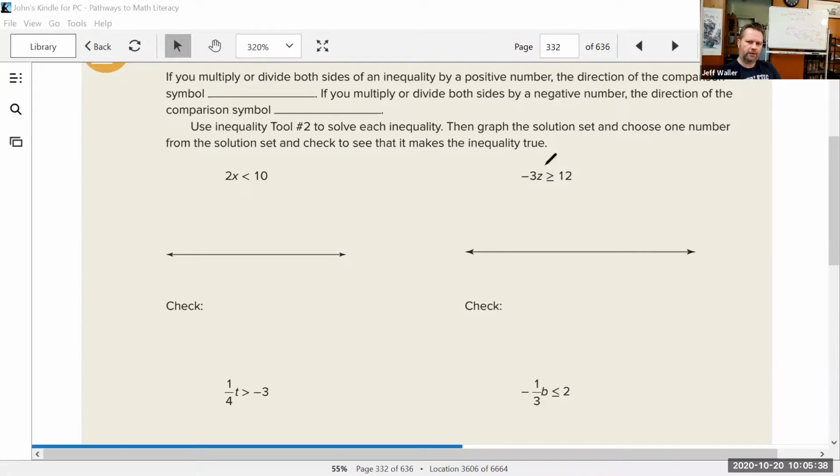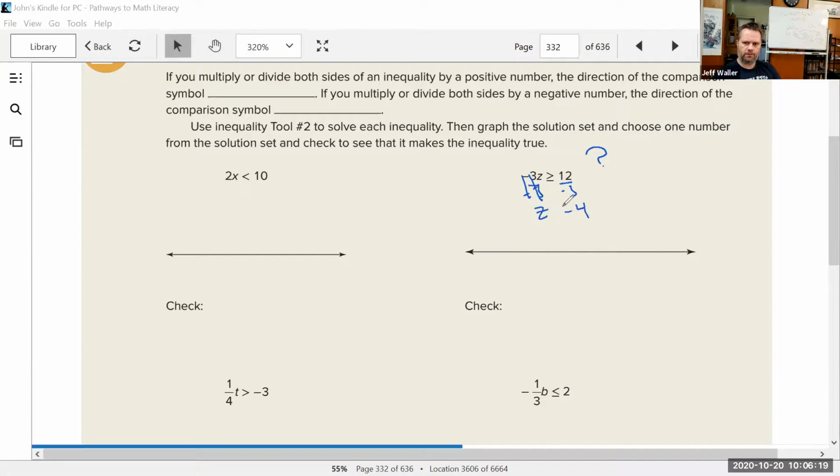I'll be real careful that the old mistake of adding 3 sometimes creeps in here. We know that's not what we're supposed to do. So what do you do to both sides here? Divide by -3. Yes. So those cancel. So I get z. 12 divided by -3 is -4.